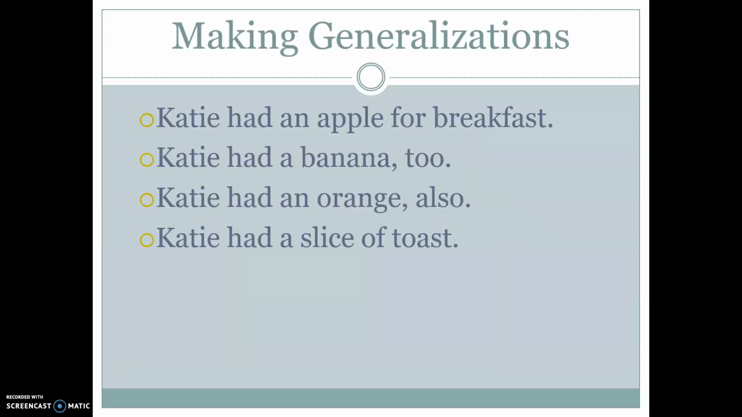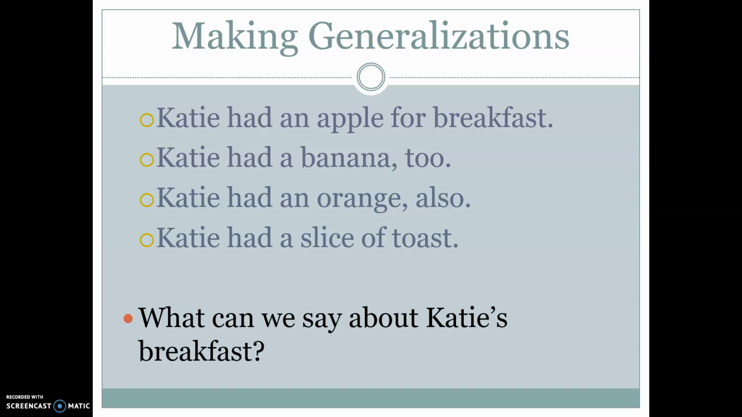So making generalizations. Katie had an apple for breakfast. Katie had a banana too. Katie had an orange also, and Katie had a slice of toast. So we're going to make a generalization about Katie based on these 4 statements. What can we say about Katie's breakfast?